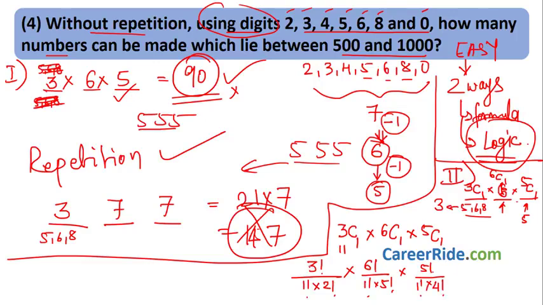Now 3 factorial can be written as 3 into 2 factorial divided by 2 factorial, that gets cancelled. Same way 6 factorial is 6 into 5 factorial, that gets cancelled. So we get 6 over here. 5 factorial is 5 into 4 factorial, 4 factorial gets cancelled. We get 5 over here. We get it as 90. 3 into 6 into 5 is 90, just like the previous answer.